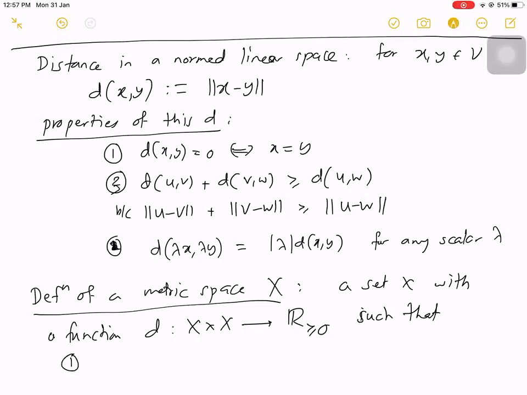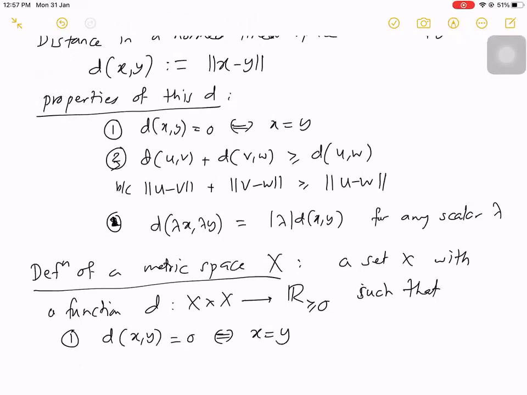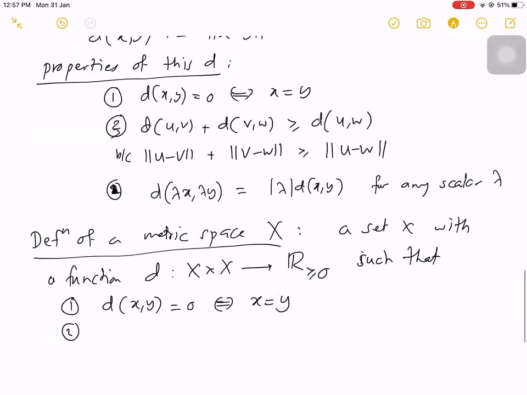So one, d of x, y is 0 if and only if x equals y. So by means of the distance function, you can detect if two points are equal or not. Two we will come to. It is not going to be this homogeneity condition. And the three is the triangle inequality. So distance of x, z is less than or equal to the distance from x to y plus the distance from y to z. So a triangle inequality.